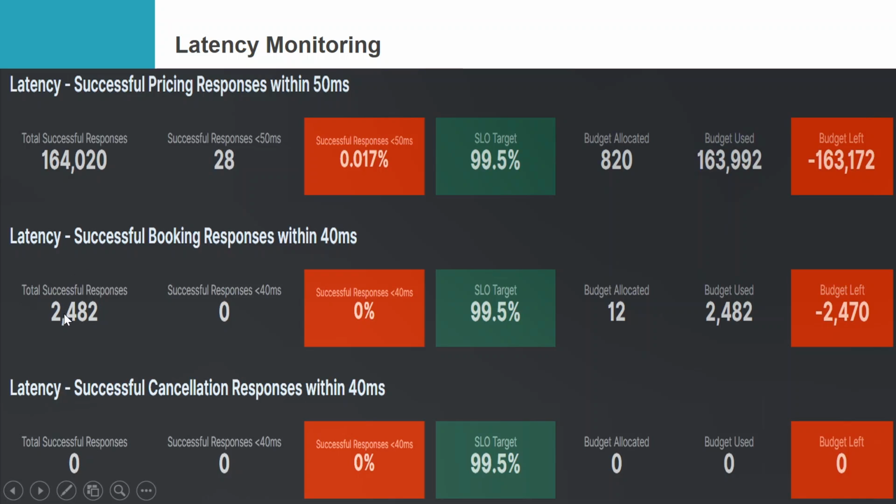Suppose there are a total of 2,482 responses. In that, only a few are less than 40 milliseconds. Previously, this was in the testing environment. We tested for 100 milliseconds, so everything passed, and we got the 99.5% SLO target. We observed for 3 months. Then we introduced some new features, and also we decreased the SLO agreement in the testing environment to see how fast our system responds. We made the threshold 40 milliseconds. Finally we didn't achieve it, so we are trying to achieve it. It's development, and we need to take care of these things.